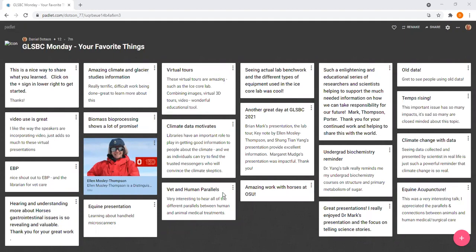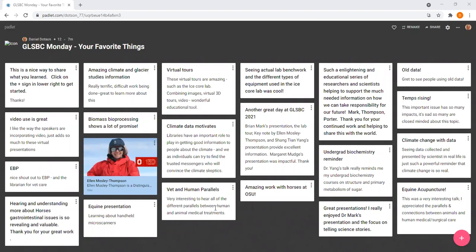Climate data: I think somebody said in chat something along the lines of the data is pretty depressing, and I quite agree, but I think it's great that they're able to get so much data, including from the ICE course. Vet and human parallels.